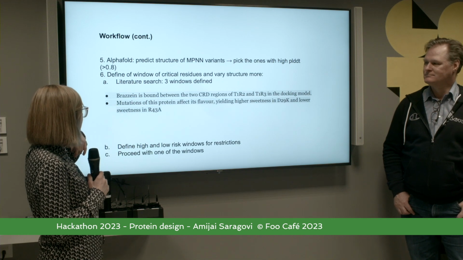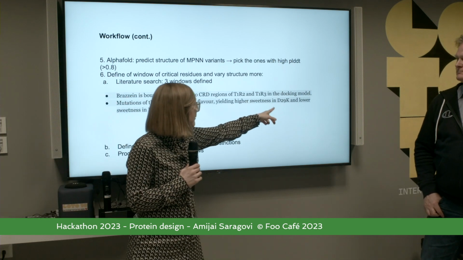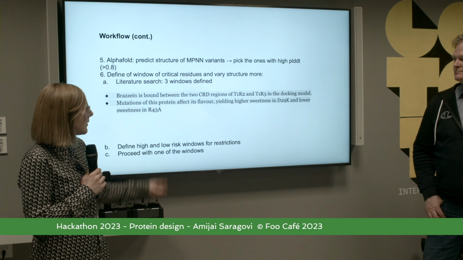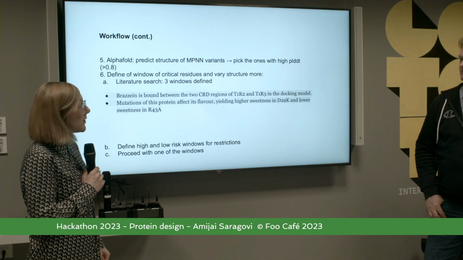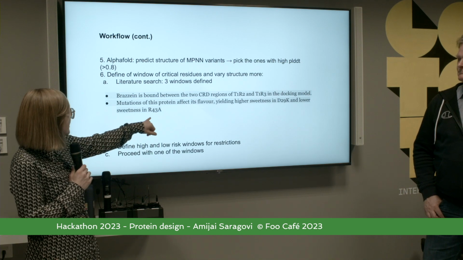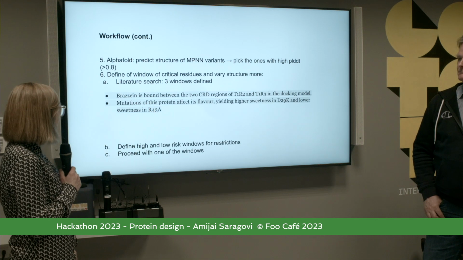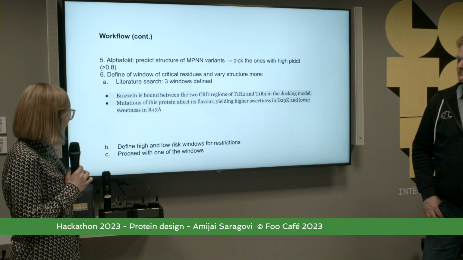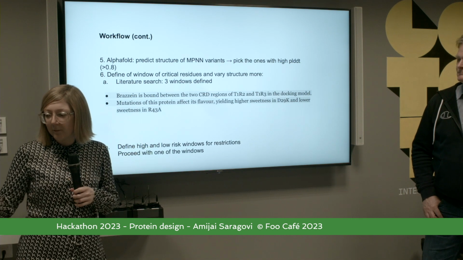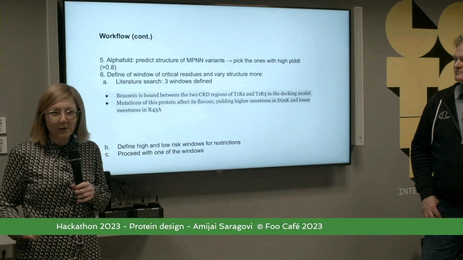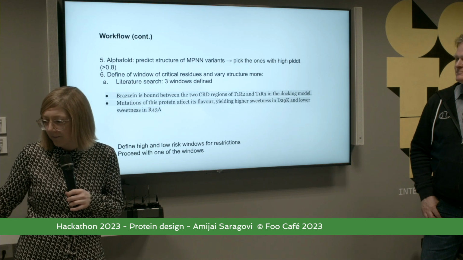So yeah, we went back to the literature. We looked for important residues and found some, like this D29 residue, that if it was mutated to lysine, it is much higher in sweetness. And there was another residue that we didn't want to touch because it was shown to lower the sweetness if it's mutated. So that was a good indication. And we also identified some other high and low risk windows for restrictions that we wanted to try out just to see if it would give us different variants in the structure.